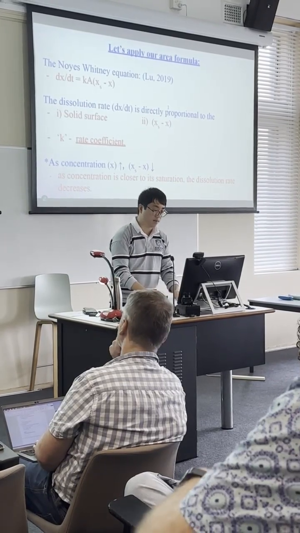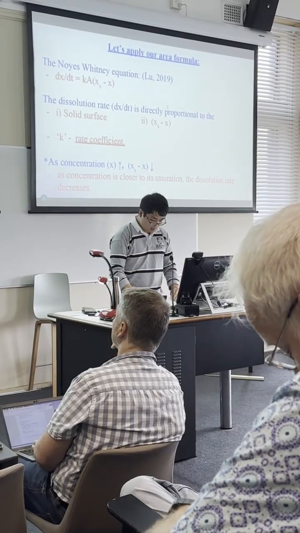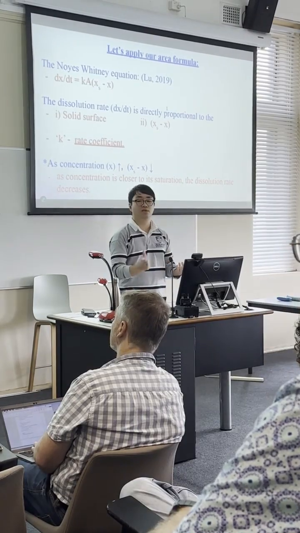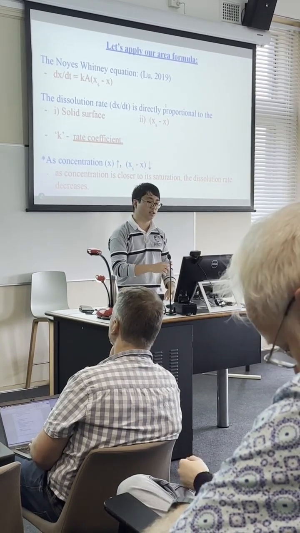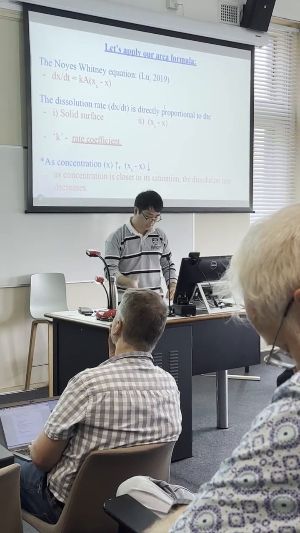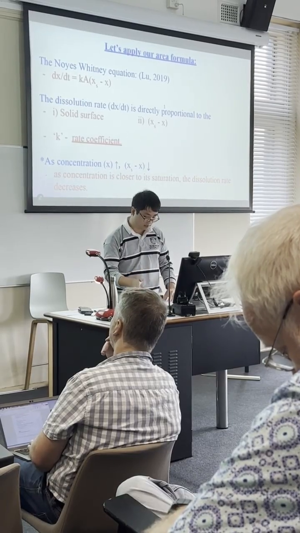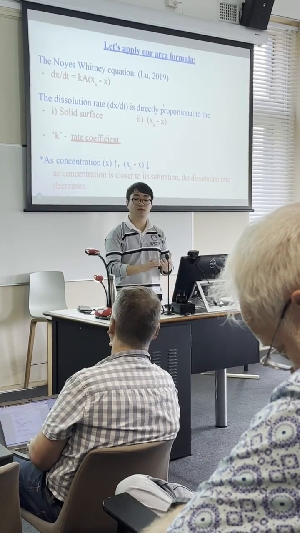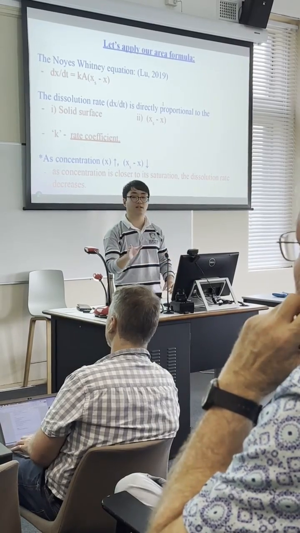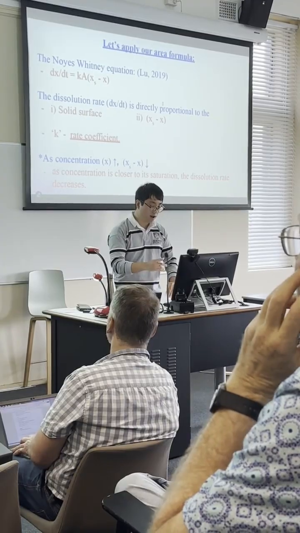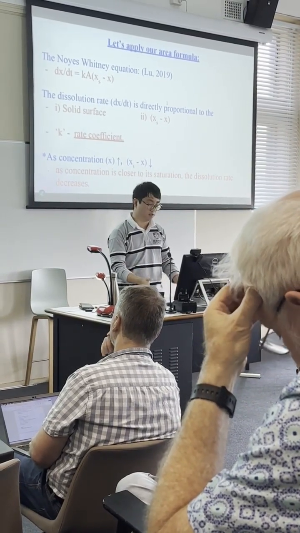Now let's see how we can apply our favorite formula. We have what we call the Noyes-Whitney equation. This provides a relationship between the dissolution rate, which is dX/dt, and the area and the saturation concentration minus our concentration. So dX/dt is directly proportional to area and to saturation concentration minus concentration. In other words, the dissolution rate will decrease as the concentration approaches the saturation concentration. The K value, we call that the rate coefficient, and it can depend on other factors of the chemical we're using.